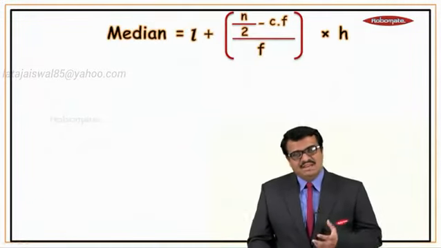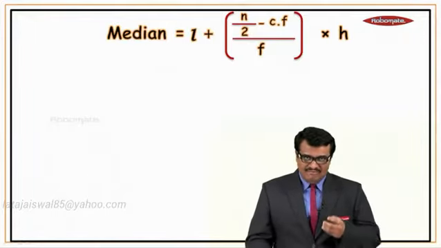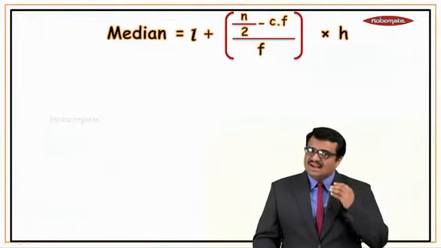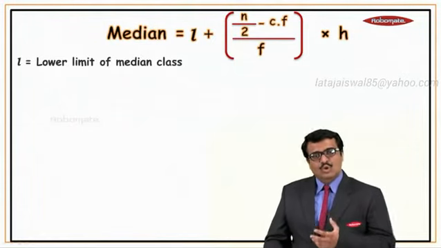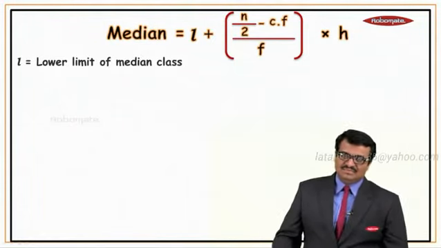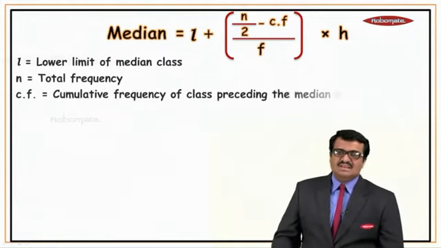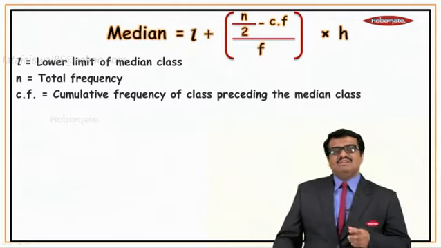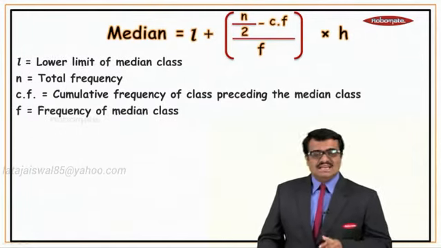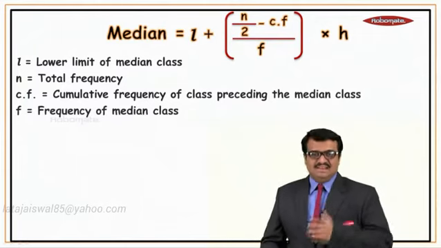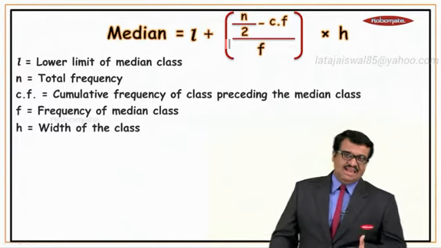Median formula: median is equal to L plus (n upon 2 minus CF) the whole upon F into H. Let us understand each term present in this formula. L stands for the lower limit of the median class. N stands for total frequency. CF stands for cumulative frequency of the class preceding the median class. F stands for frequency of the median class, and H stands for width of class, any class.